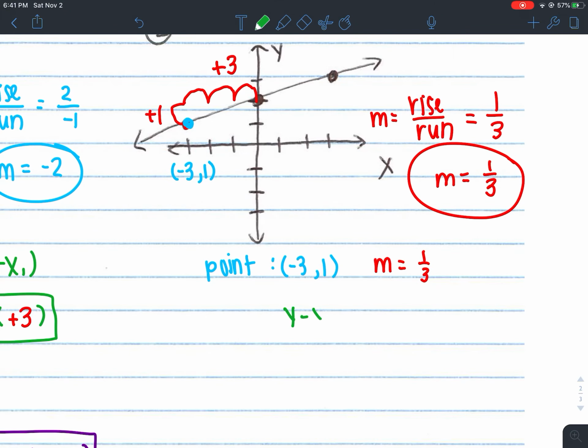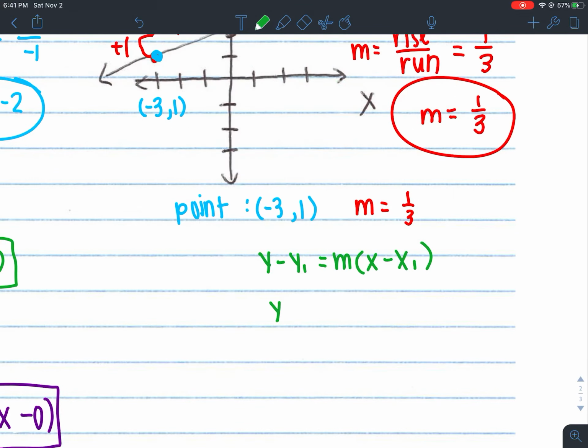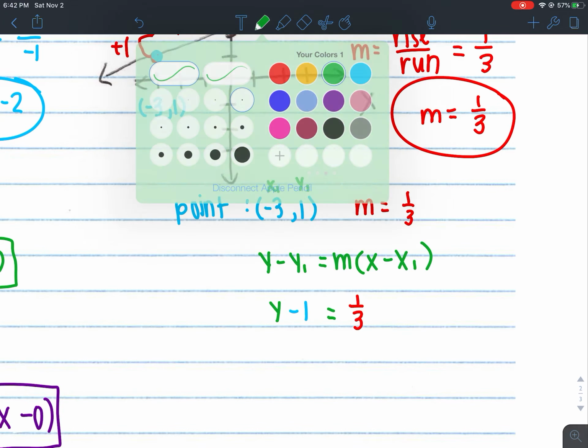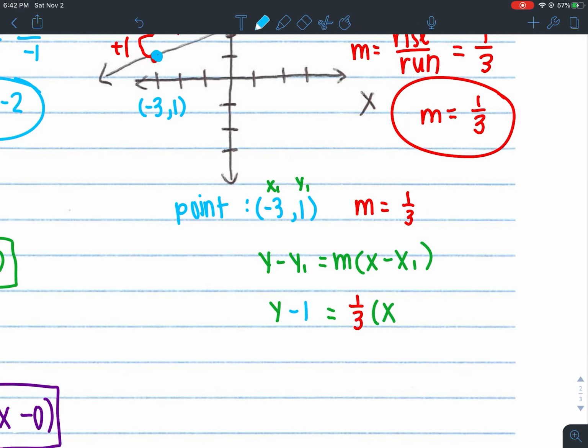Okay? I'm going to plug it into point slope form here. So I have y, and then I have y1, which is +1, but when I plug it in, it'll be a -1, because remember, it's opposite signs, equals my slope, which is 1/3. Open my parentheses, x, and then I have my minus x1, but x1 is -3, so when I plug it in, it'll be a +3.